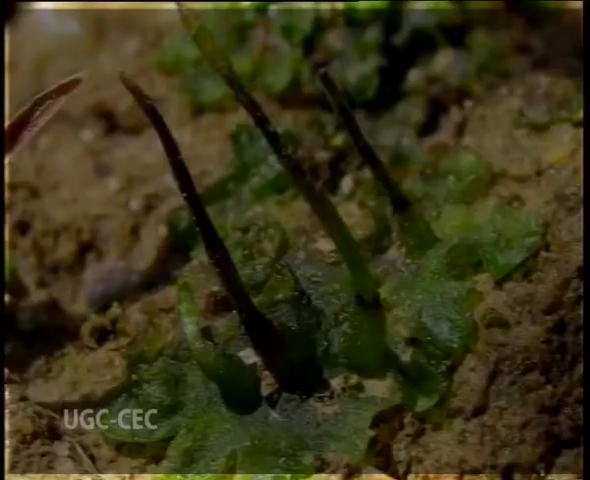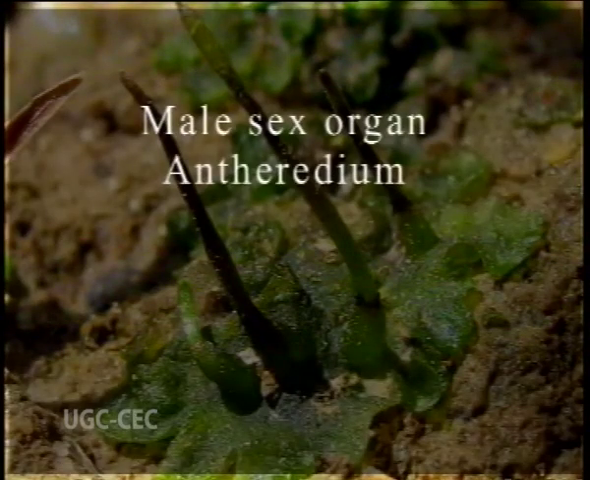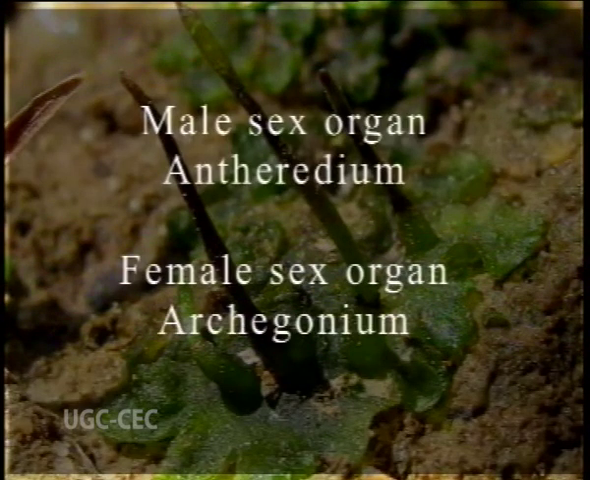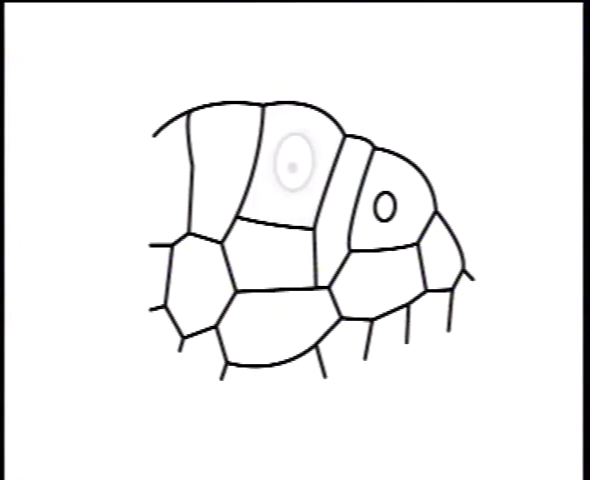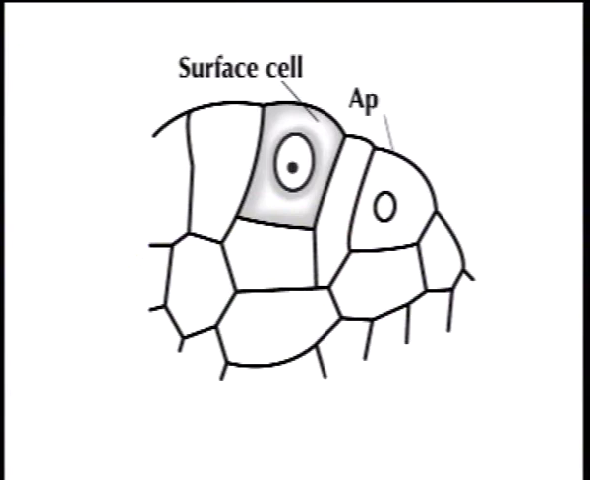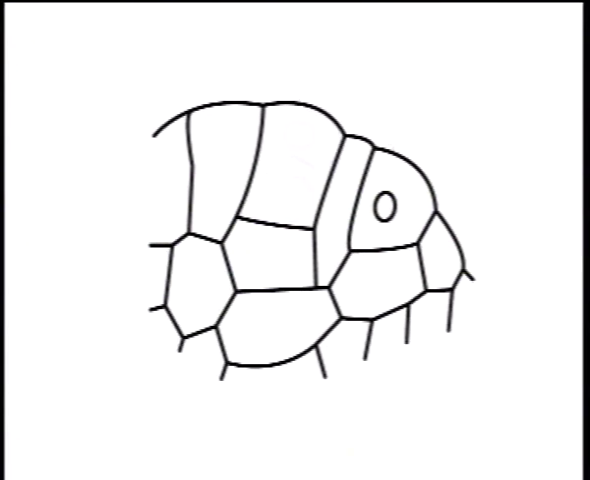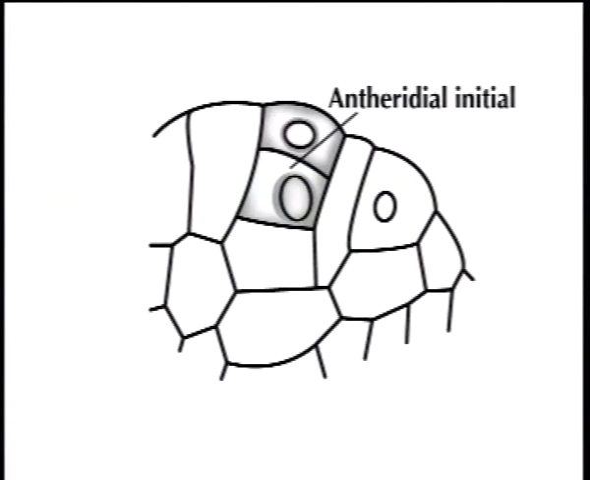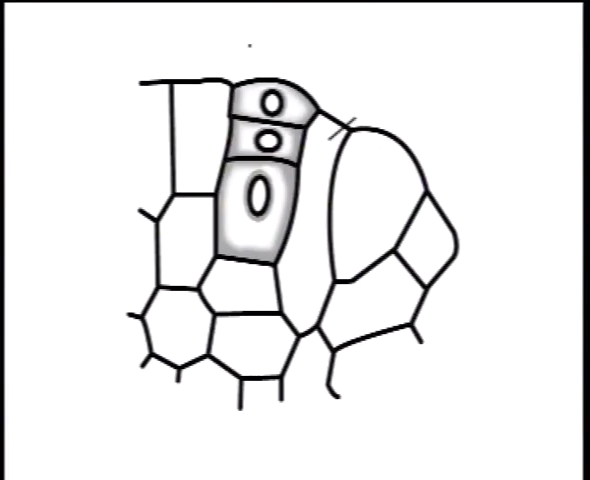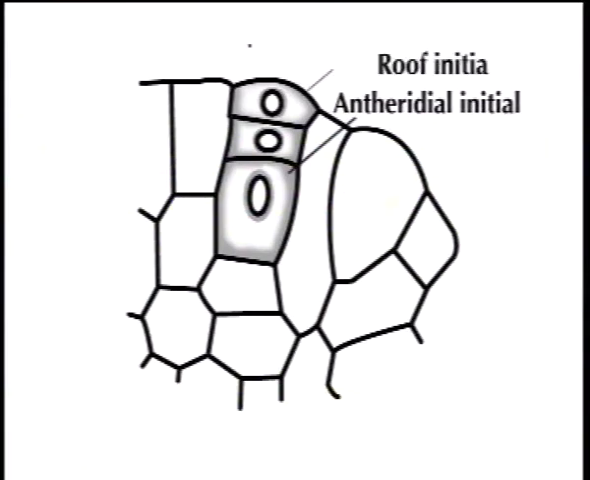Now let us discuss the sex organs of this genus, which includes the male sex organ known as antheridium and the female sex organ called archegonium. The antheridia develop endogenously from a surface cell which has denser cytoplasm and a conspicuous nucleus. It divides periclinally into an inner segment and an outer segment. The former functions as an antheridial initial and develops into an antheridium or antheridial cluster. The outer segment is the roof initial, which forms the two-layered roof of the antheridial chamber.